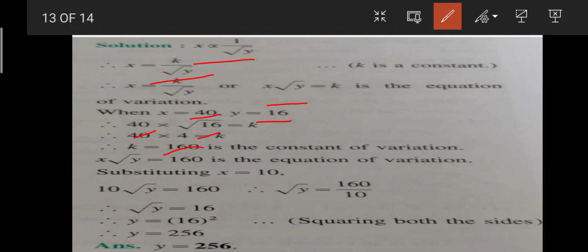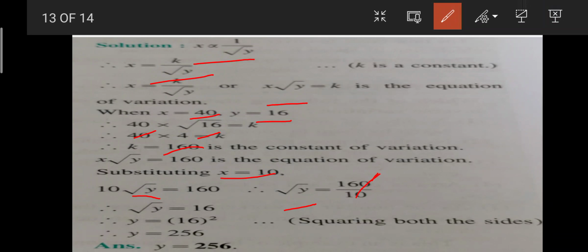We got this. Now we are going to substitute the value of x equal to 10 and find the value of y. So 10 into square root of y is equal to 160. We take square root of y is equal to 160 upon 10. So the 0 will get cancelled, and square root of y is equal to 16.